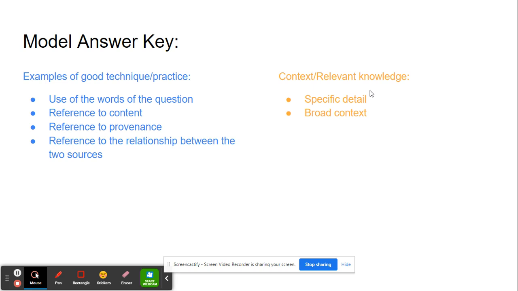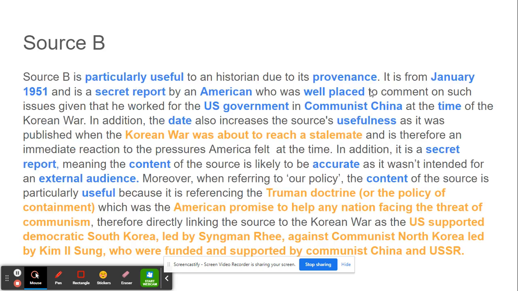So, in terms of the model answer and the key to the example that I've highlighted, the blue is examples of good technique and practice in relation to use of the words of the question, reference to content, reference to provenance, and reference to the relationship between the two sources. In orange, comments on context, relevant knowledge, so that could either be specific detail or broad context.